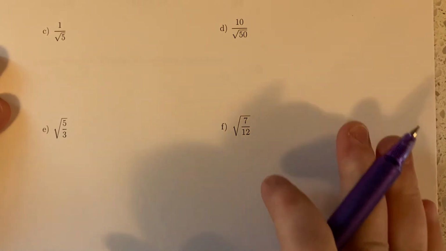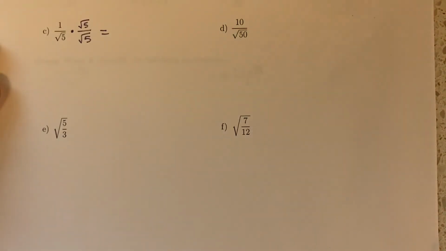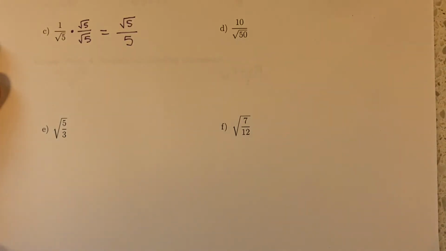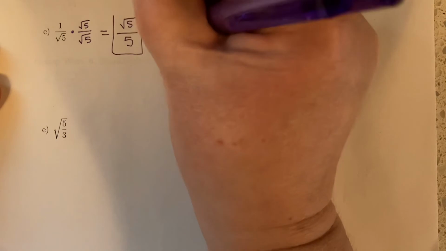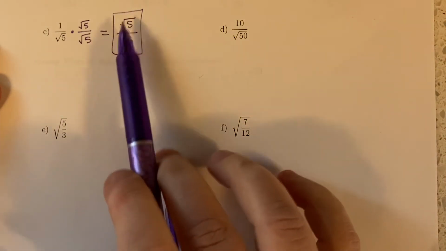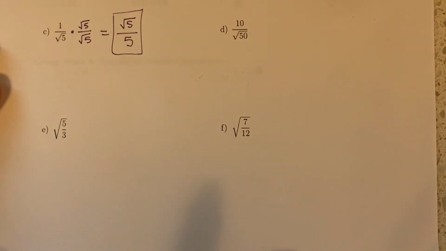Okay, part C. This doesn't look too bad. Being nice to us. We just multiply by square root of 5 over square root of 5 because there's no perfect square that goes into 5. So top is square root of 5, bottom is just 5, and that's it. There's no coefficients to reduce. All right, we can't combine square roots with non-square roots, so that's it.